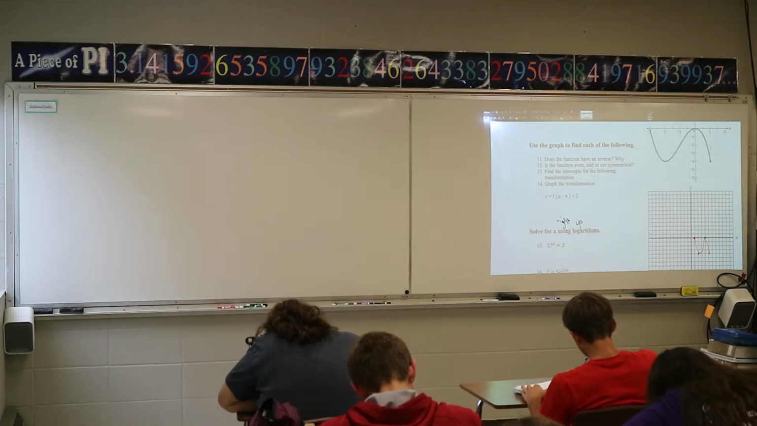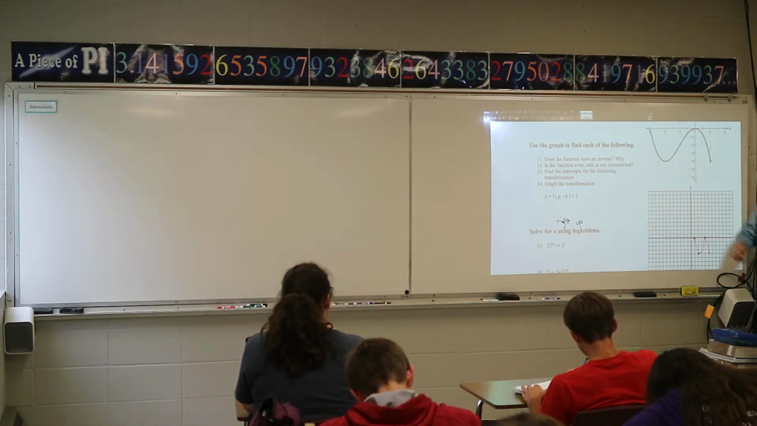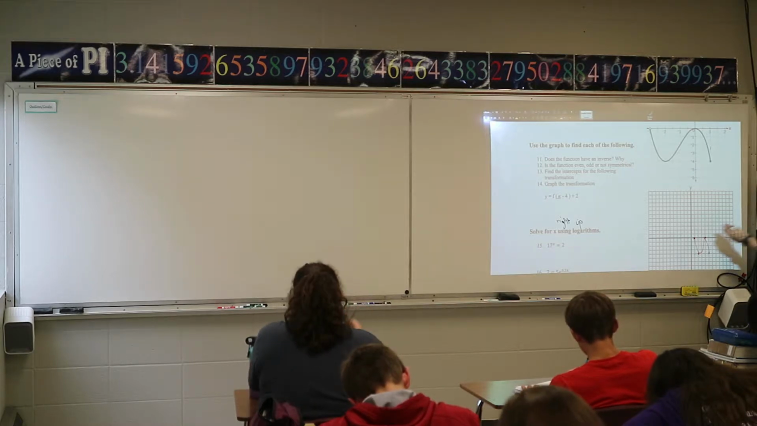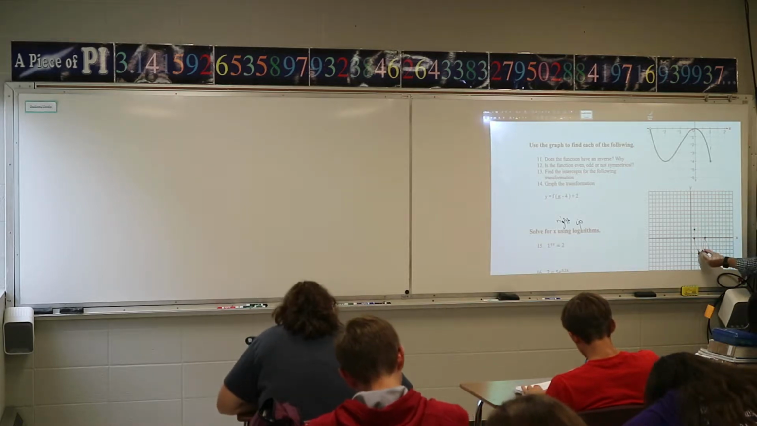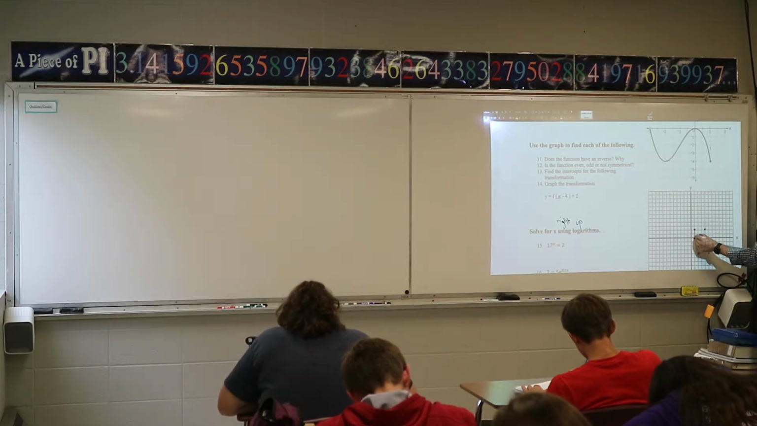Does that make sense? It's not my final answer. That's just moving that graph to the right 4 spots. Now, what's the last thing I have to do? Up 2. So this will be my final answer. I'm going up 2. This spot goes up 2. This spot goes up 2. This spot goes up 2. This spot goes up 2. Here's my graph.